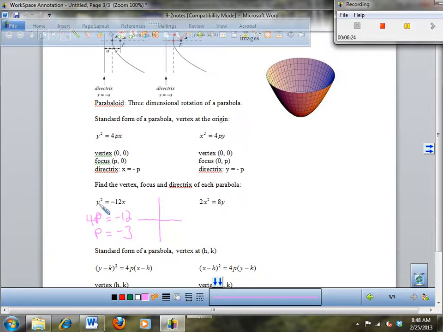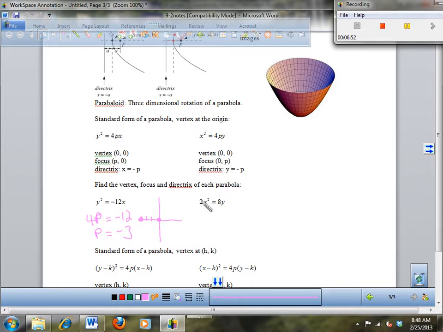I know that this is a sideways parabola. I know it's negative, right? And I know it's got a vertex through 0, 0. So I know the vertex is at 0, 0. I know that the focus is at (p, 0). I found p down here, so that means that it's at 1, 2, 3, negative 3, 0.